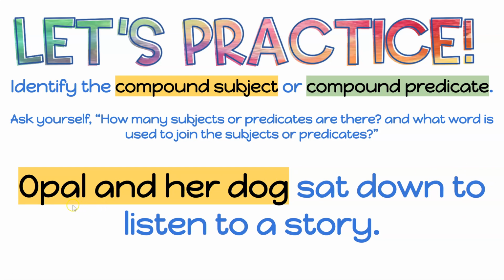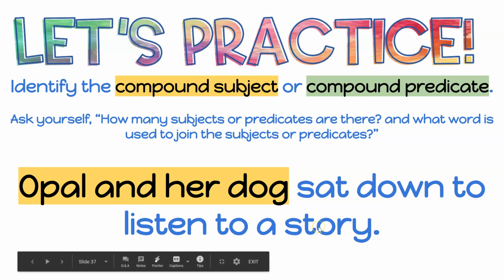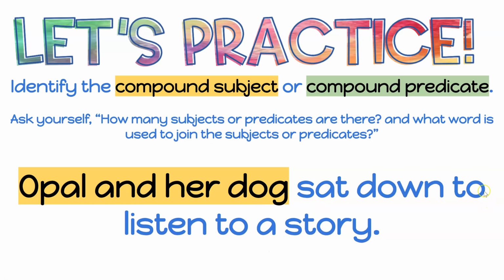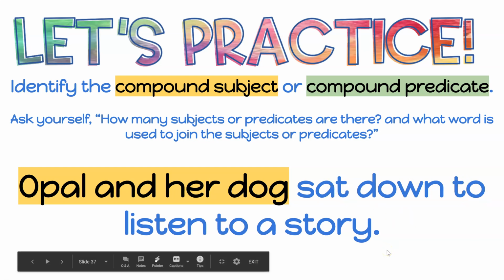If the sentence did say Opal and her dog sat down and listened to a story, then we would have a compound subject and a compound predicate. But because this word right here is not and or, this is just a complete predicate, not a compound predicate.